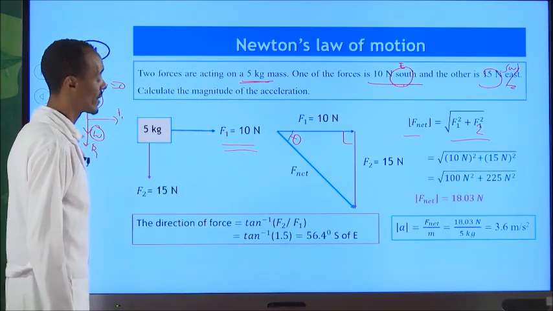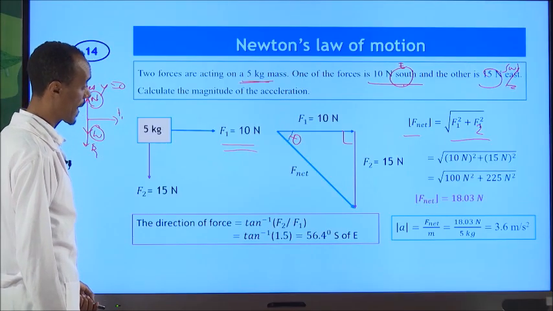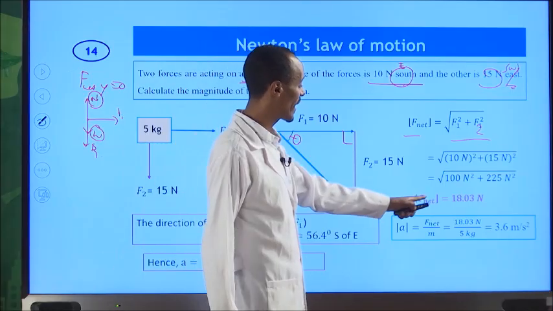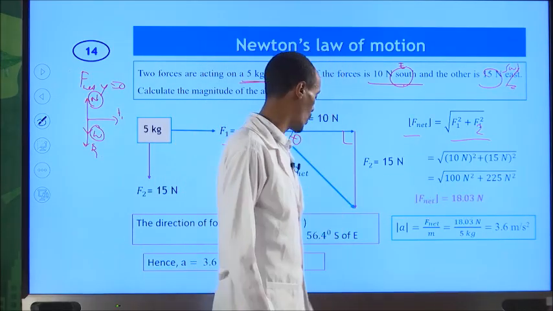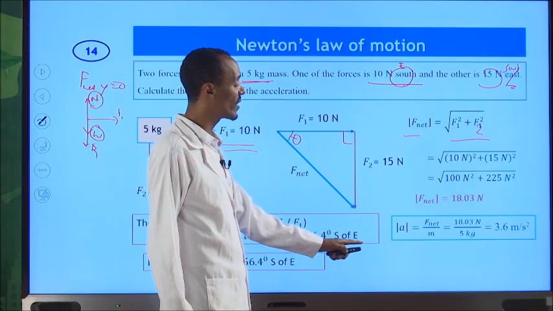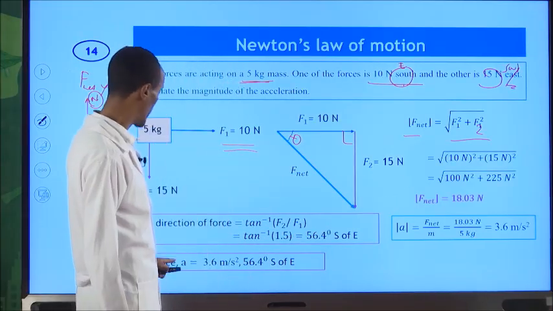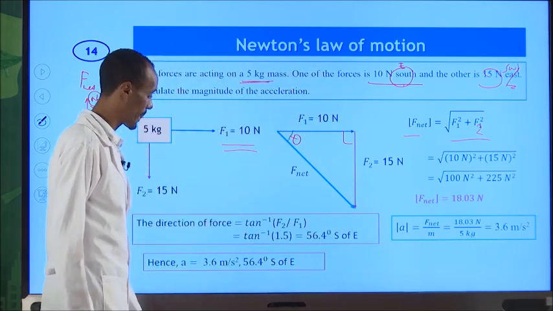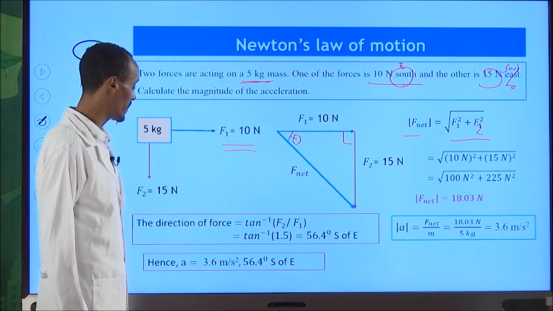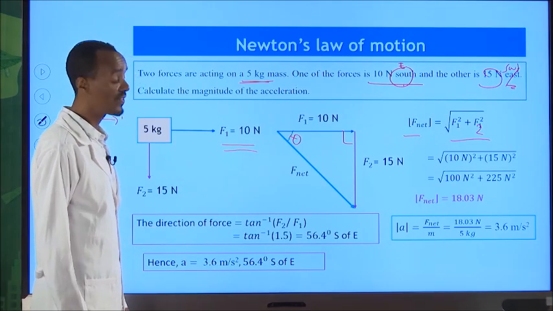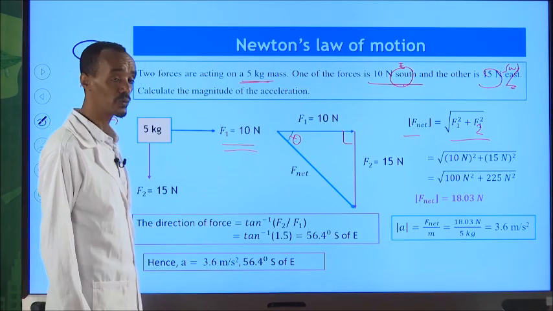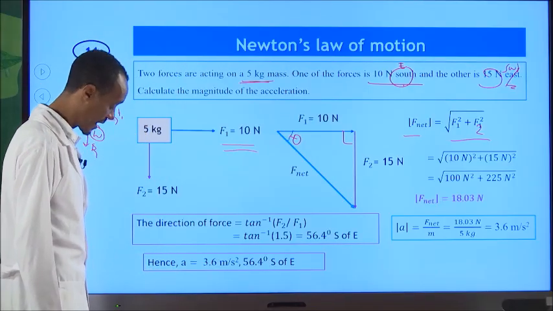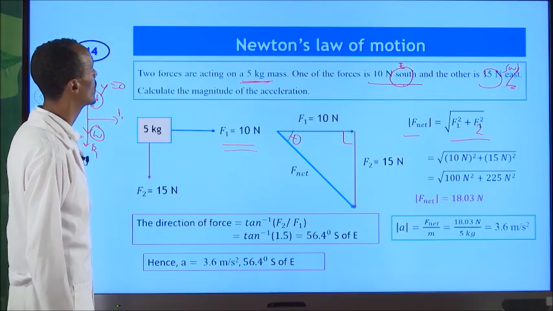So how can you write the force with full description? You can write the force is 18.03 Newton, 56.4 degrees south of east. And for the acceleration also, we know the magnitude, and we also have got the direction. It is 3.6 meters per second squared, 56.4 degrees south of east. Okay, these are some of the common examples where we can apply Newton's laws of motion.